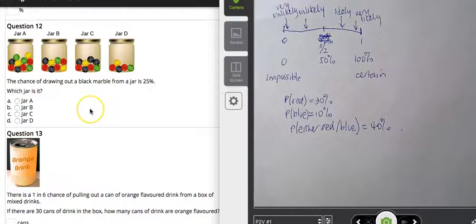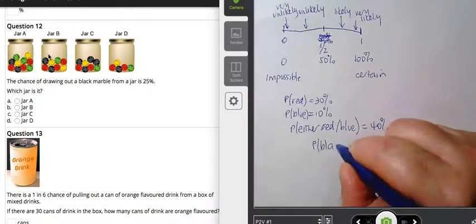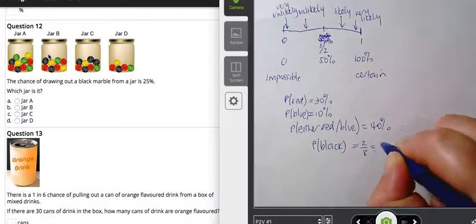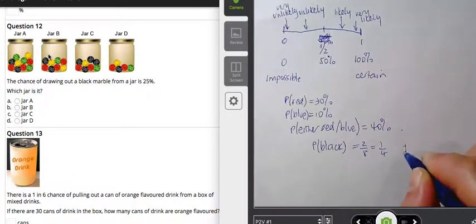Okay, question 12 should be fine. Remember, a 25% probability is a 1 in 4. So it's a probability of a quarter. If the chance of drawing out a black marble is a quarter, you need 1 black for every 4. It's obviously not jar D. It cannot be jar C. We'd have to see how many marbles in jar B. We've got 1, 2, 3, 4, 5, 6 other colors and 2 black. Probability of black for jar B is 2 out of 8, which is a quarter. So the answer to that one is jar B.